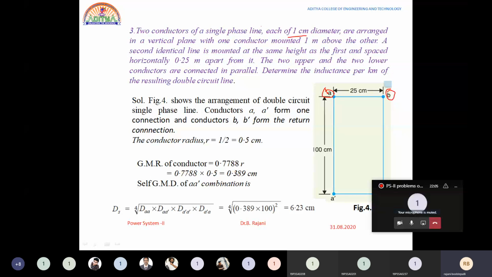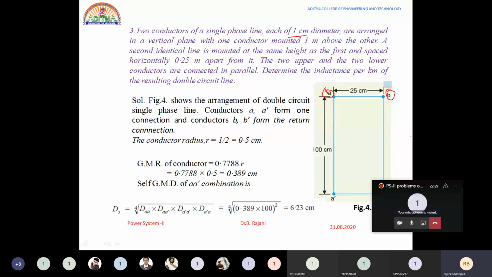The conductors are arranged in a vertical plane with one conductor mounted 1 meter above the other. See, 1 meter above the other means we are having two conductors of a single phase line. What are the two conductors of a single phase line? A and A dash, B and B dash. It is a double circuit line, we can say, a single phase double circuit line.